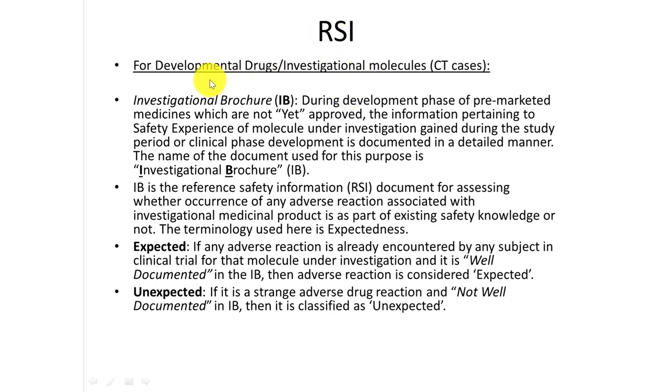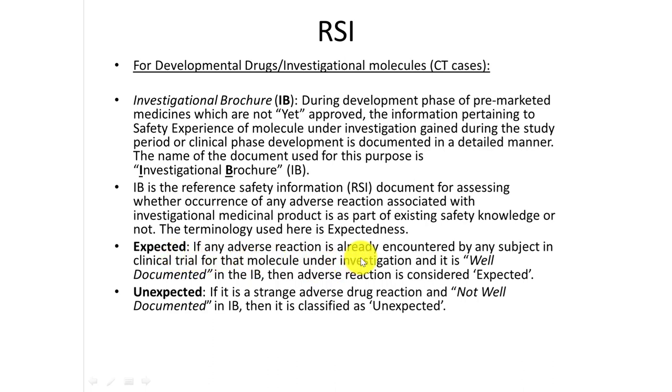So what is RSI? For developmental drugs or investigational molecules, the way I just mentioned, clinical trial cases, we are using the investigator's brochure. These are the same kind of document, but this is a very vast, detailed document where all things are mentioned, pertaining to the safety experience of the molecule under investigation. So this is called the IB or investigator's brochure. This is one of the reference safety information for assessing whether the occurrence of an adverse drug reaction associated with the investigational medicinal product is a part of the existing safety knowledge or not. So in this case, we are calling it expectedness.